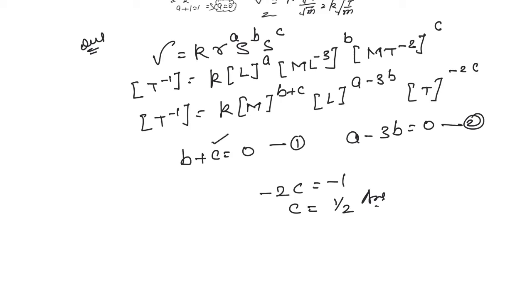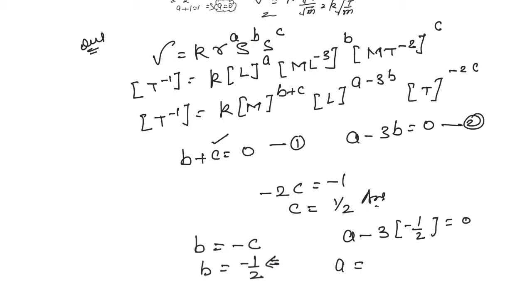Okay class, from the first equation you can see b is minus c, so it will be minus half. Then finally we can use a minus 3 times b, that is minus half, equals 0. So a will be minus 3 by 2. So we get all a, b and c. Now you put these values in this equation k, r raised to power a, what is a? That is minus 3 by 2.